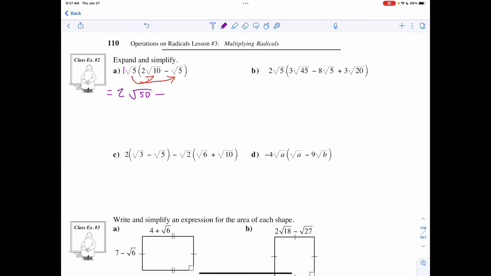Minus. You can do this in 2 steps if you want. You can say 5 times 5 is going to be the square root of 25. Or you can use that rule that I had previously stated. Root 5 and root 5 is just going to make 5. I'm going to simplify the first one down to 5 root 2. And then 2 times 5 is 10 root 2's minus 5. And there's my final answer.